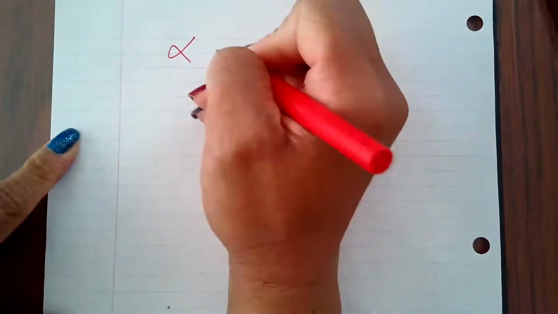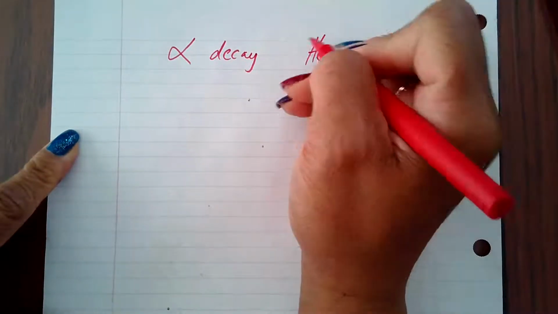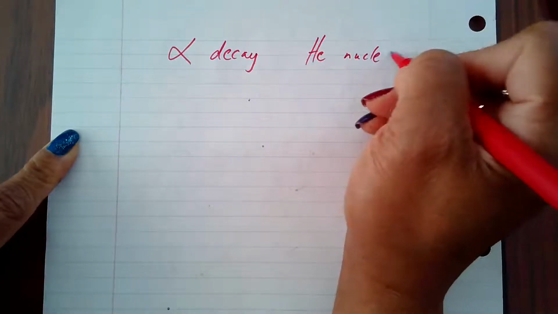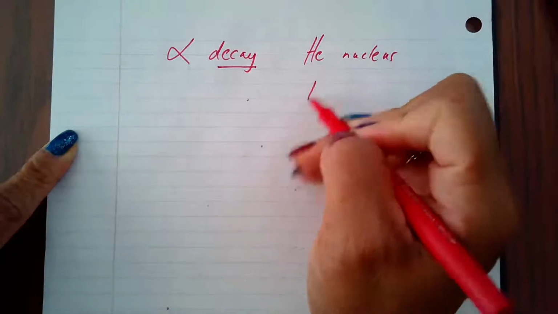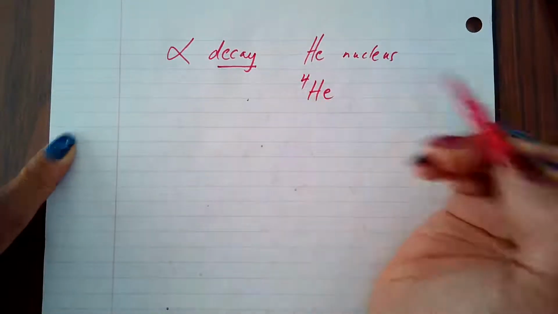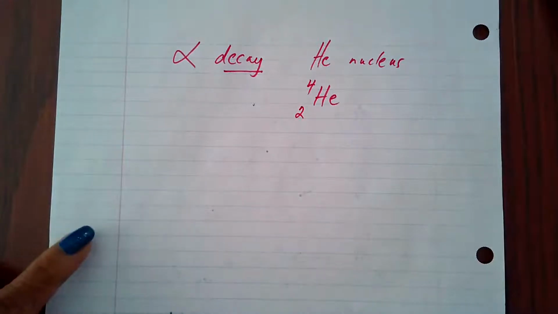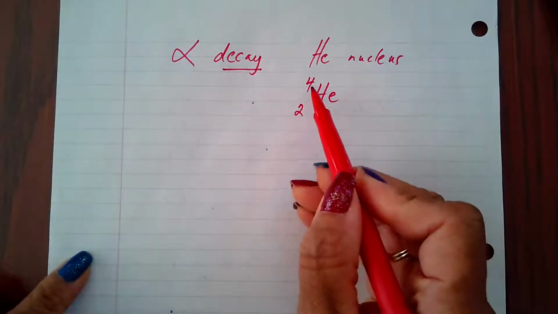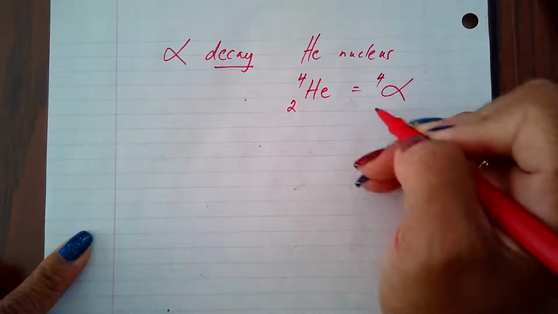So we just looked at the alpha decay. In an alpha decay, a helium nucleus is emitted. So helium, recall, has 4 nucleons, 2 protons. Atomic number is 2 and the mass number is 4.